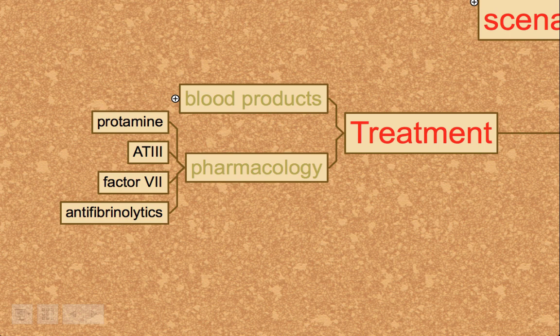AT3 concentrate is a quick and convenient solution for the AT3 deficient patient and can often be employed much sooner than FFP. There's also a recombinant factor 7 product which is approved for hemophilia patients, but it has received a fair amount of attention in our field for off-label use in patients whose coagulopathy is unresponsive to conventional treatment. In our field, we commonly use antifibrinolytics, particularly Amicar or tranexamic acid. These agents help prevent breakdown of clot by blocking the conversion of plasminogen to plasmin.